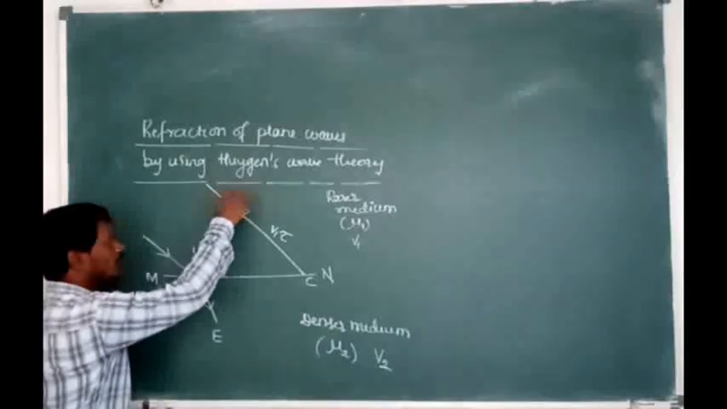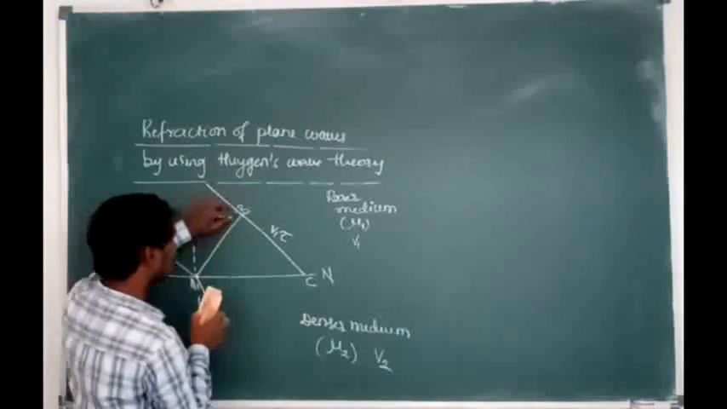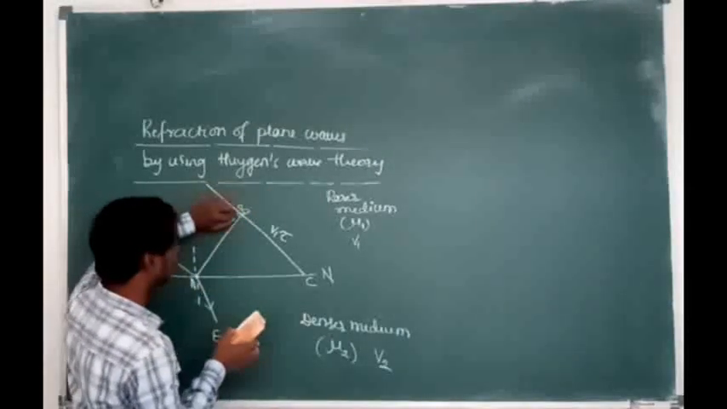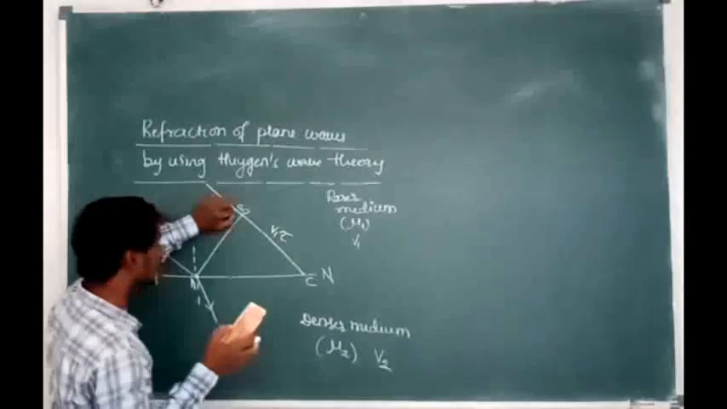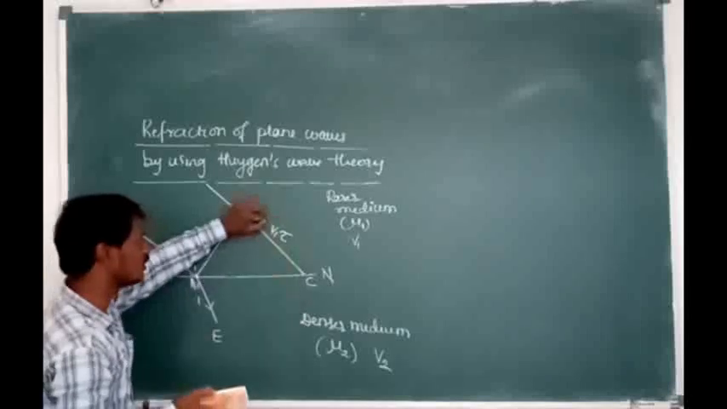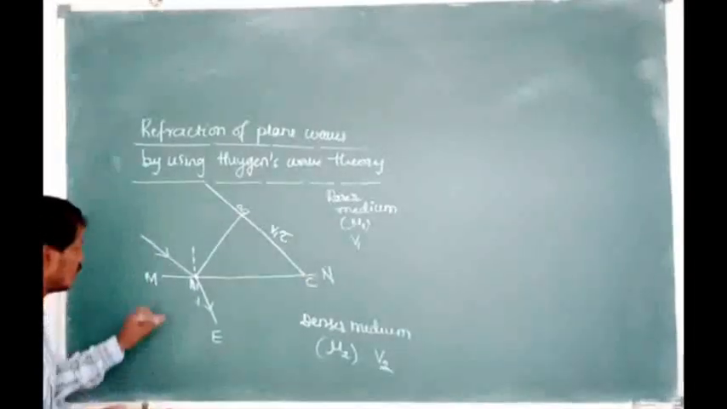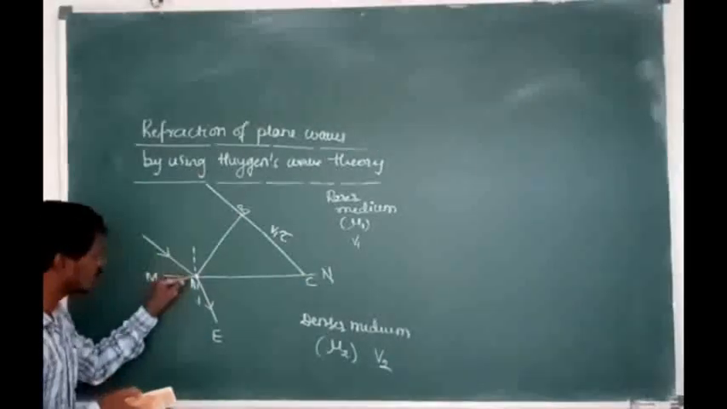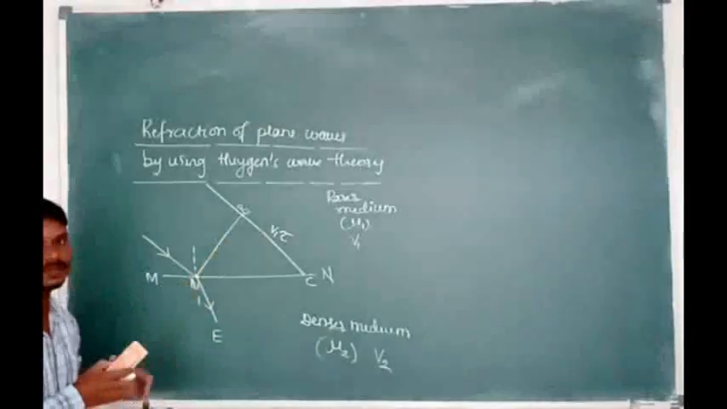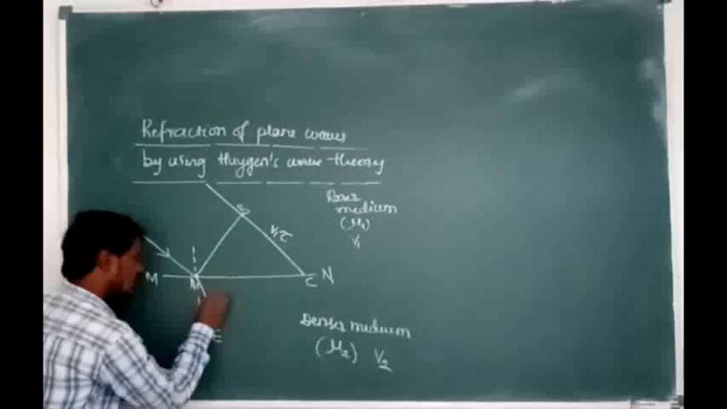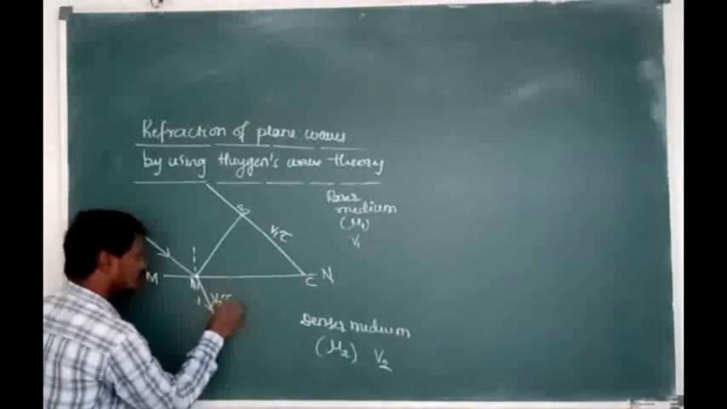What is the time taken by the secondary wavelet to travel from B to C here? That is tau. The distance traveled from B to C is v1 into tau. Then the secondary wavelet travels from A to E in the same time, so the distance is v2 into tau.